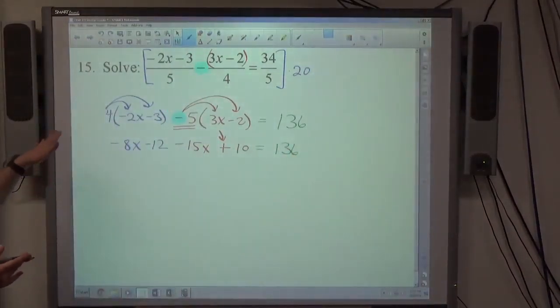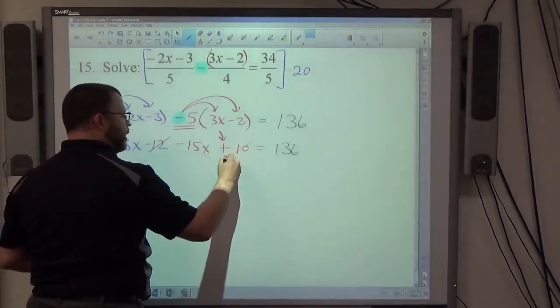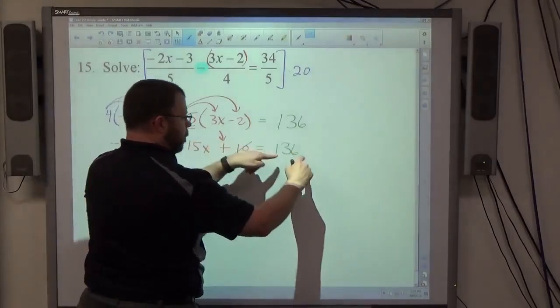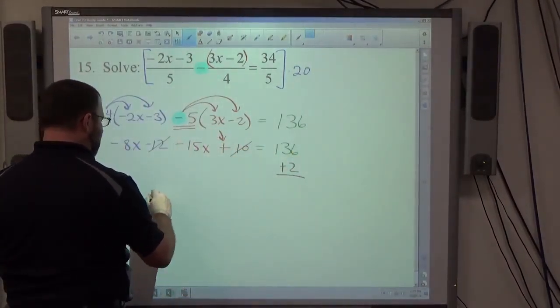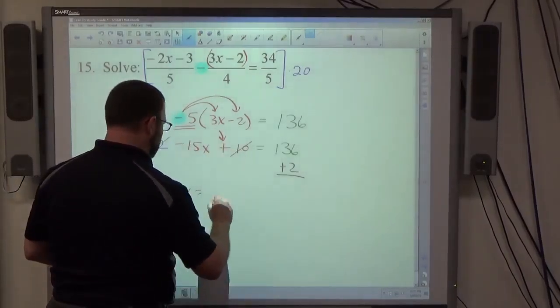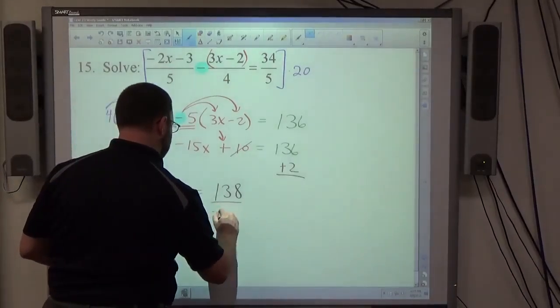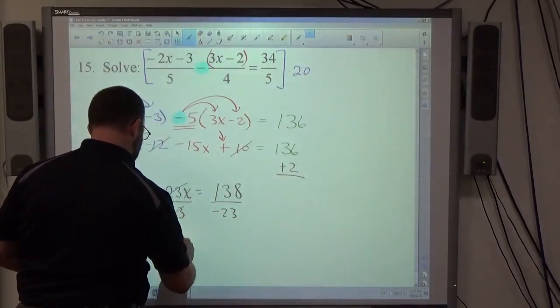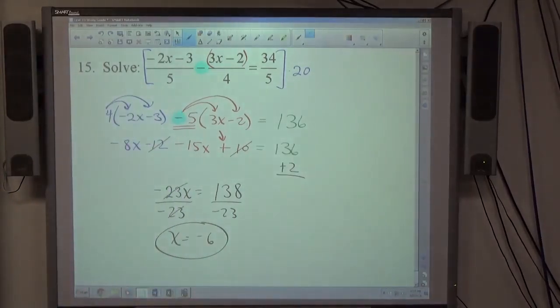And then what's left to do, I got a couple x objects on the left. Everything else is numbers, so I'm going to move all the numbers to the right. So minus 12 plus 10 makes minus 2. Comes over here, becomes plus 2. Negative 8x minus 15x is negative 23x. 136 plus 2 is 138. We divide both sides by negative 23. And 138 divided by negative 23 happens to equal negative 6. That'd be the correct answer to that.